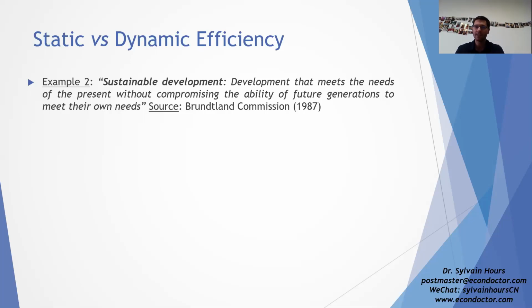But if we look at the longer run, if we want to achieve dynamic efficiency, we need to protect natural resources and the environment in general, so future generations are able to meet their own needs. But this might lead to a situation where we achieve static inefficiency, where today the current generations will be made worse off because they have to sacrifice themselves for the future generations. That's another good example of the trade-off between static and dynamic efficiency.